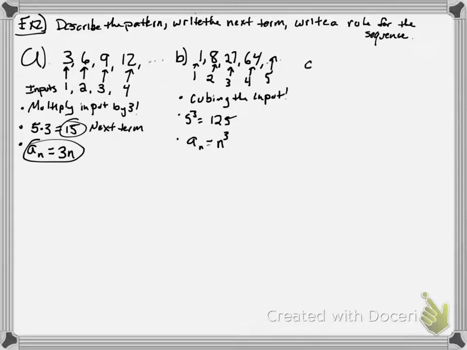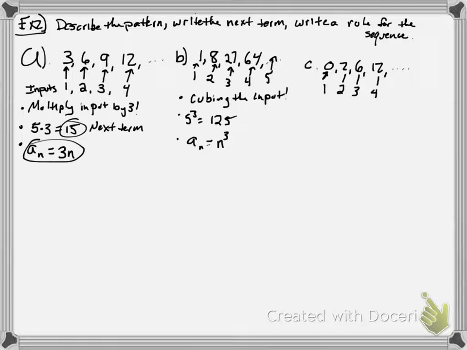I'll be nice, I'll do one more with you, because some of these can be a little tricky. So what if I give you this one? 0, 2, 6, 12, etc. So we have to think of, what are we doing to 1 to get 0? What happens to 2 to get 2? 3 to get 6, 4 to get 12. Well, it's not very clear. It looks like for 1 to get 0, we might be multiplying by 0, but clearly we're not multiplying 2 by 0 to get 2.